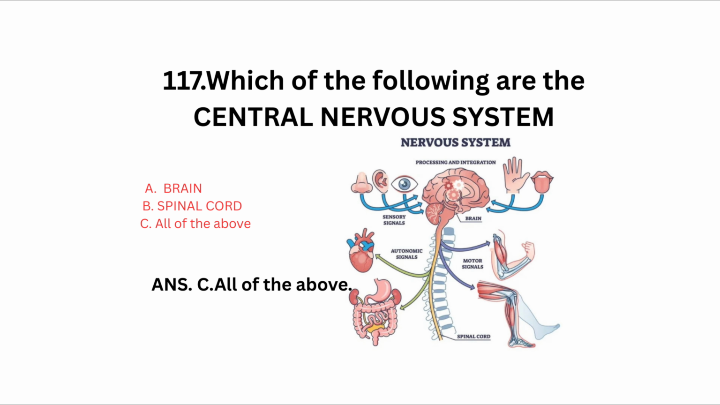117, which of the following are the central nervous system? A, brain. B, spinal cord. C, all of the above. Answer to this is all of the above. That is, the central nervous system is constituted by the brain and the spinal cord. Yeah, I hope the diagram depicts itself pretty decently. I hope you find it valuable.